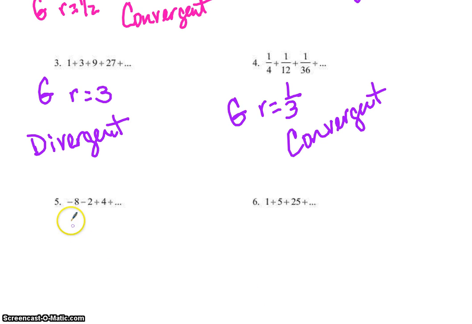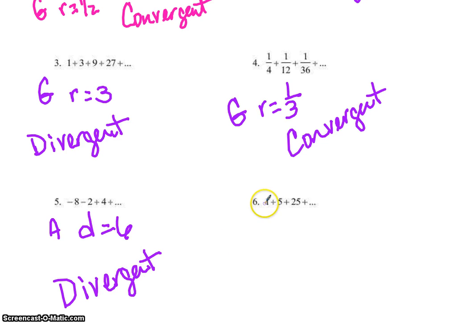Going to number 5, we go from -8 to -2 to 4. -8 to -2, we're adding 6. -2 to 4, we're also adding 6. So this is arithmetic. Your common difference is 6. All arithmetic patterns are divergent.